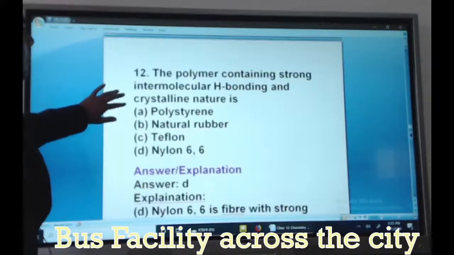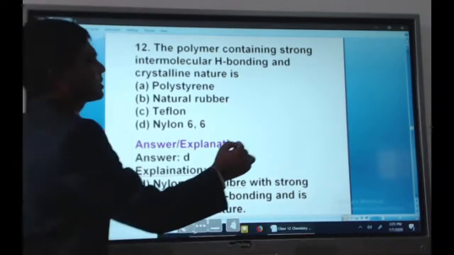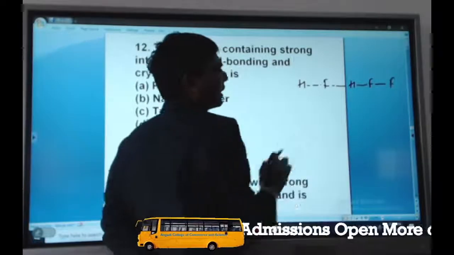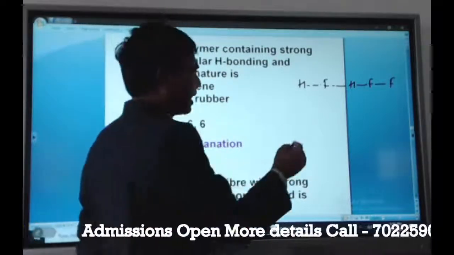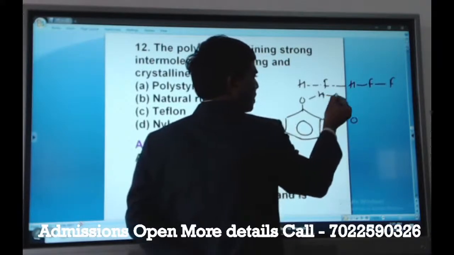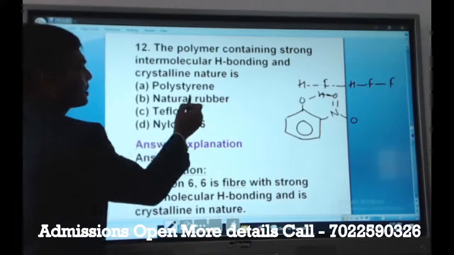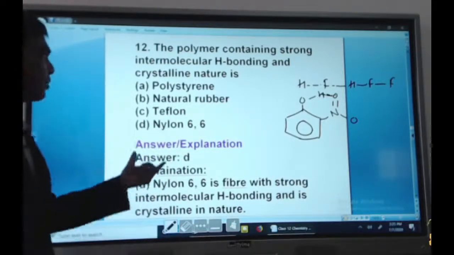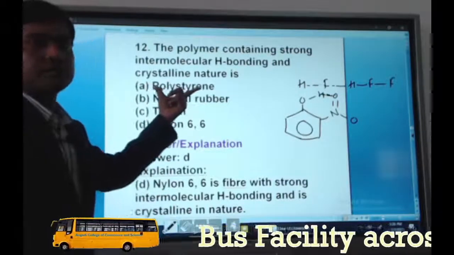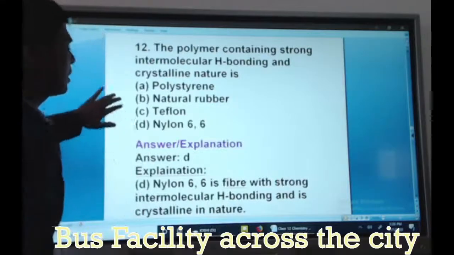Next one. The polymer containing strong intermolecular hydrogen bonding and crystalline in nature is. First, see what is meant by intramolecular and intermolecular hydrogen bonding. If I write HF, it is inter, and if I write benzene with OH and here N double bond O, the bond between these is intra. Now he is asking for a polymer containing strong intermolecular hydrogen bonding. Polystyrene, natural rubber, Teflon, nylon 66. As you know, in Teflon, no hydrogen. Natural rubber, hydrogen is there, but they do not have a substituent group. Polystyrene also does not have hydrogen bonding in the chain. So the answer is nylon 66, a fiber with strong intermolecular hydrogen bonding.